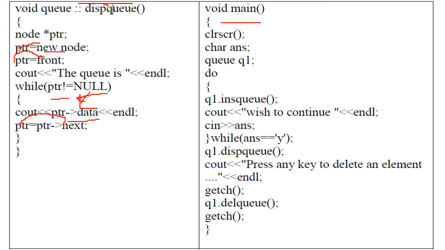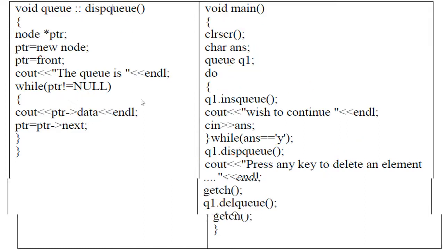If you want to make a real function, this is a do while loop. Because the class name is queue, we'll make an object and call insert queue. If we wish to continue, we take the answer, and if the answer is y we go on and on, otherwise we come out. This is how we can display, q1.display queue. This function will be executed, and then if you want to delete an element, just q1.del queue will work.